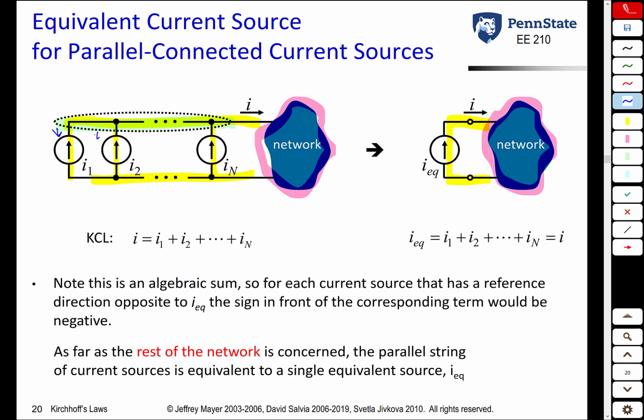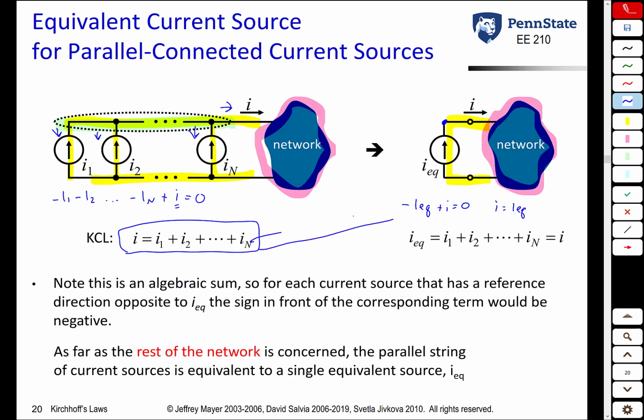Basically, this current plus that current equals 0. We get minus I1, minus I2, minus I sub n, plus I is equal to 0. Solve for I, we get this expression here. On the right, if you do KCL there, you get minus I equivalent plus I is equal to 0. So I is equal to I equivalent.